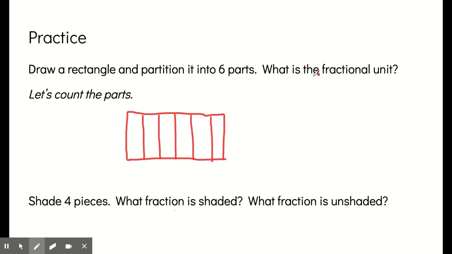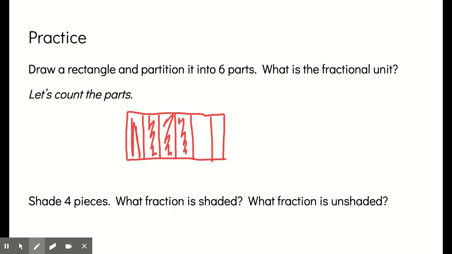What is the fractional unit? Well, if I have 6 equal parts, that means that the fractional unit is sixths. Let's see how many sixths are in this whole. 1/6, 2/6, 3/6, 4/6, 5/6, and 6/6. That is one whole rectangle. Now I need to shade in 4 pieces. Again, it doesn't matter which 4 I color in. I'll just do the first 4.